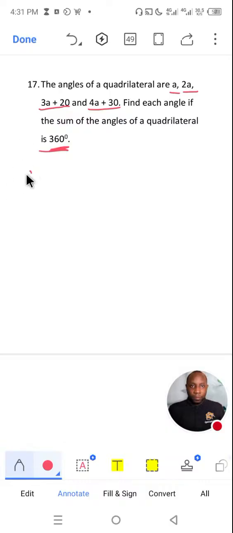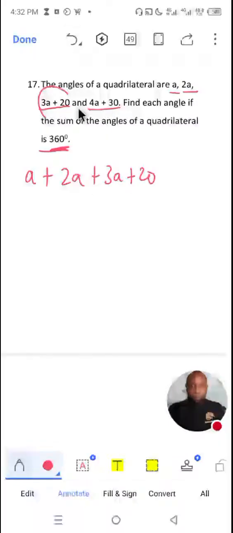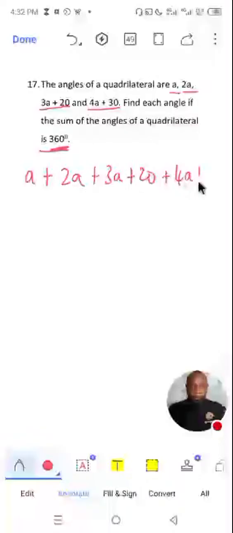So that's going to be A, because A is one of the angles, plus 2A, plus 3A plus 20, plus the angle which is 4A plus 30, and all is equal to 360 degrees.